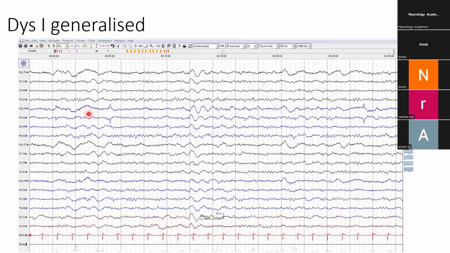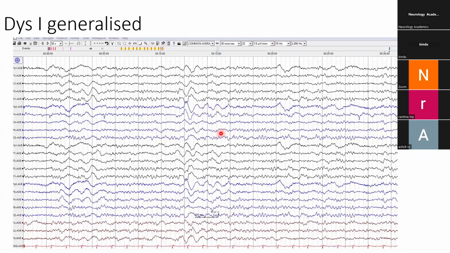So here we can see there is an intermittent slowing that is coming in almost all leads, generalized. As we said earlier, intermittent slowing is dysrhythmia. With a low to moderate amplitude of the delta slowing, here it is generalized, same as seen in the common average reference.